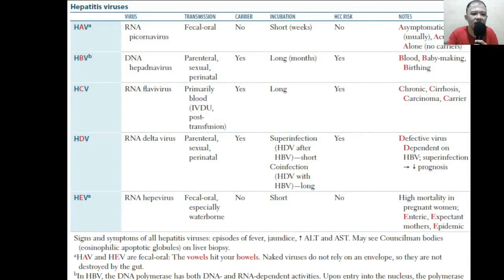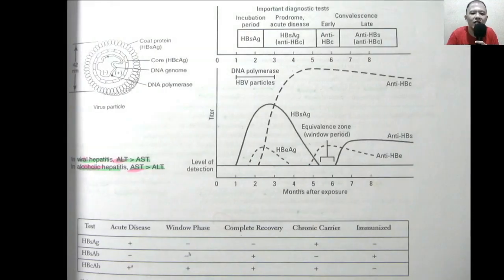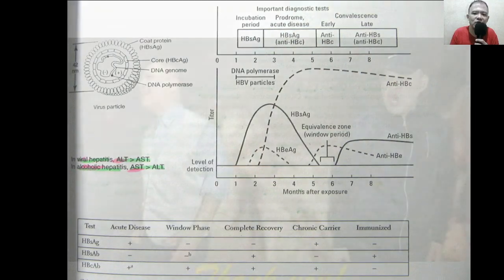This is a tabulation of the different hepatitis viruses and how they behave, and the associated conditions or associated characteristics. You can just read on them. And this is the pattern of the serological timeline of hepatitis B infection.